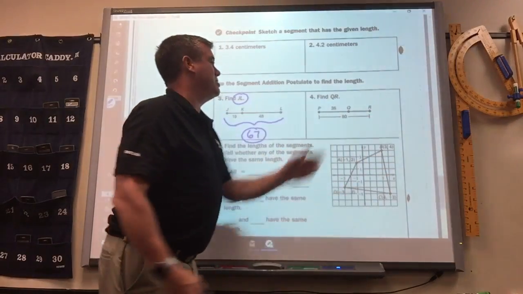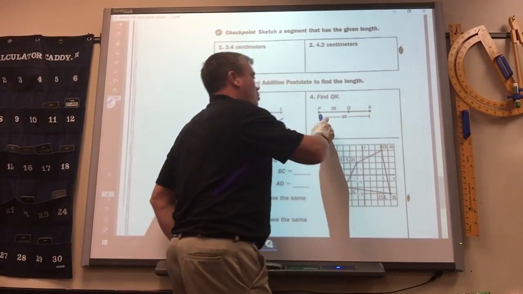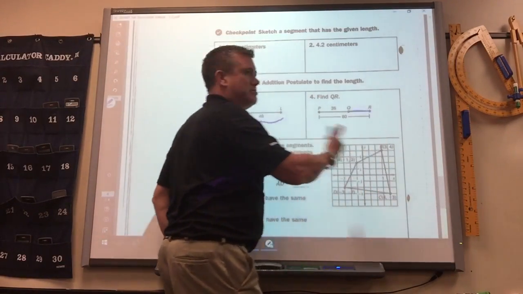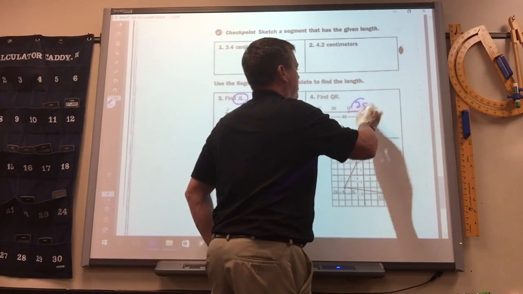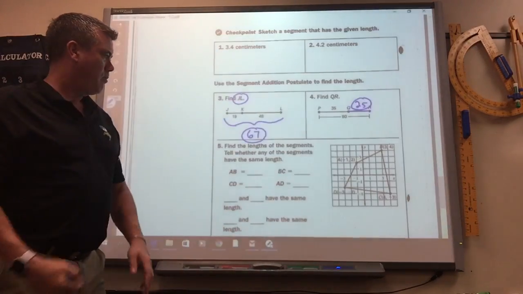So the other type is they give you the whole length, they give you one of them, and they want the missing one. 60 minus 35 is 25. 25. Okay? How can you see that?